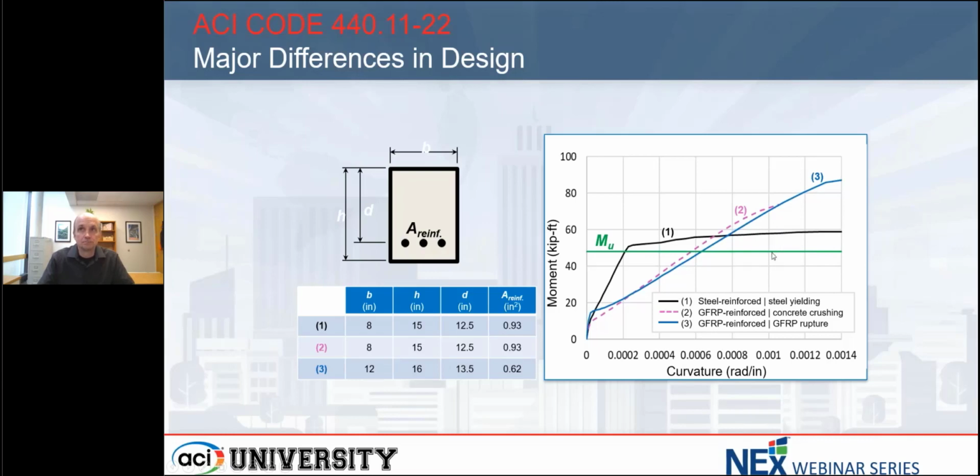beam or flexural member. And in fact, we slightly favor having concrete crushing control the failure because it is slightly more, I wouldn't call it ductile, but it gives you slightly more warning of failure than FRP rupture would, or developing the full capacity of the FRP reinforcement. So the dashed line there is a concrete crushing controlled failure mode, and the darker line is a GFRP rupture controlled failure mode. And again, we slightly favor having the concrete crushing failure mode control failure.